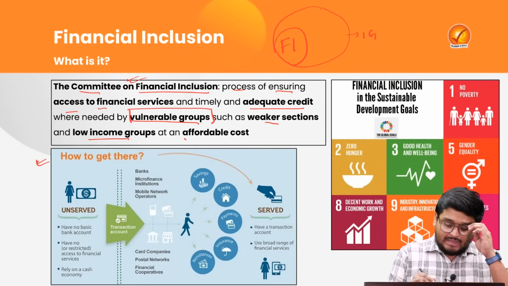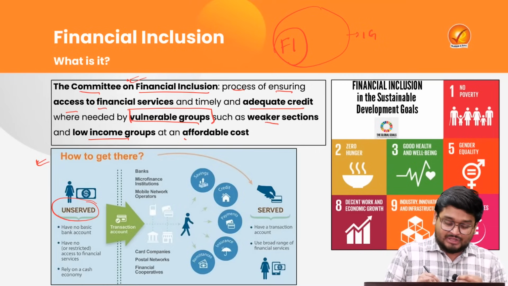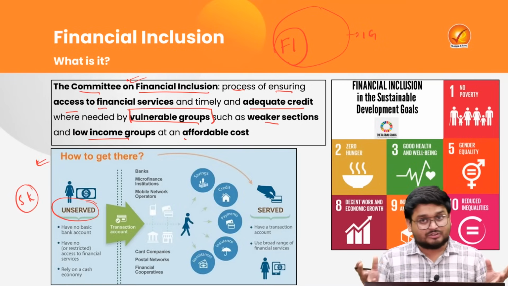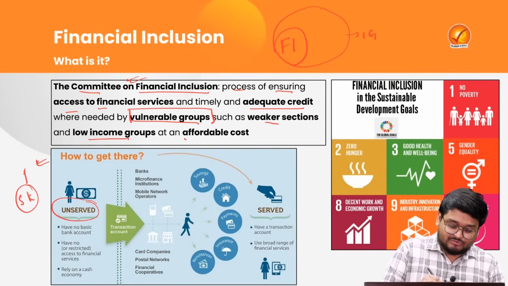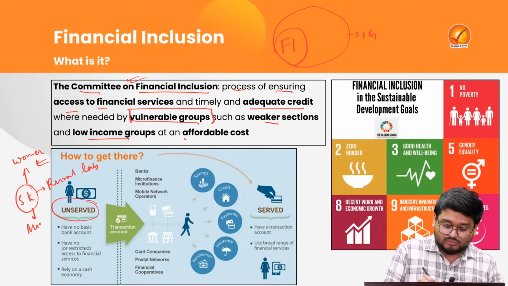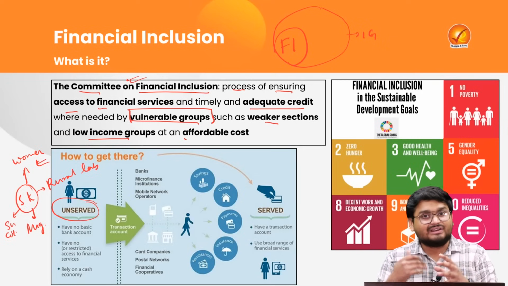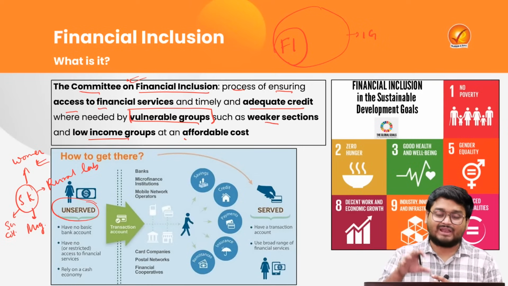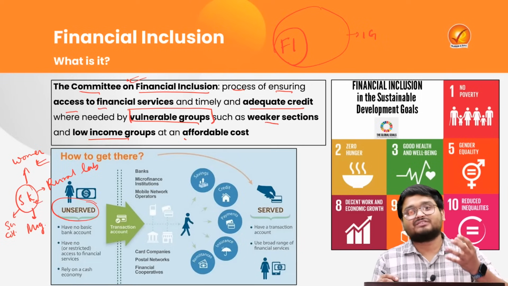And we understand there are many unbanked or unserved sections of the population in the country. They can be understood using a stakeholder analysis. Stakeholders means those for whom we need inclusive growth. These are, for example, women, rural laborers, migrant workers, and senior citizens. Accordingly, there are many sections of the population which need special focus when it comes to financial inclusion. These are the people who are underserved or unserved.